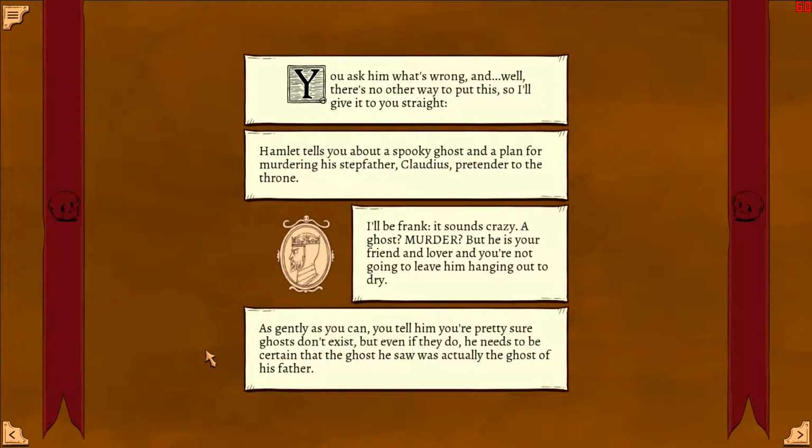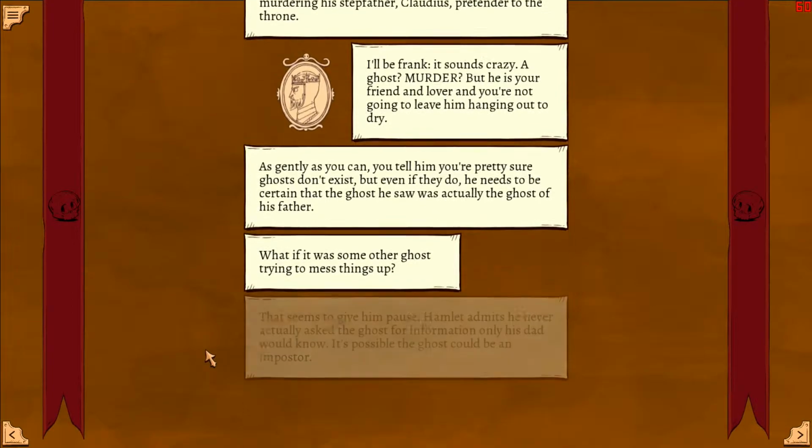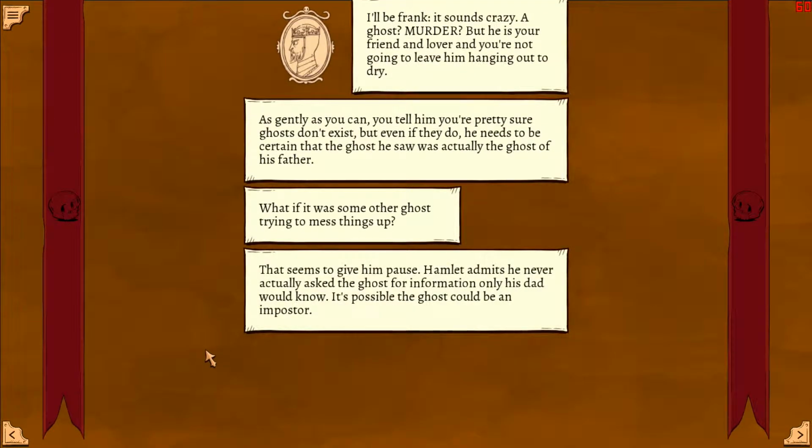But he is your friend and lover, and you're not going to leave him hanging out to dry. As gently as you can, you tell him you're pretty sure ghosts don't exist. But even if they do, he needs to be certain that the ghost he saw was actually the ghost of his father. What if it was some other ghost trying to mess things up? That seems to give him pause.